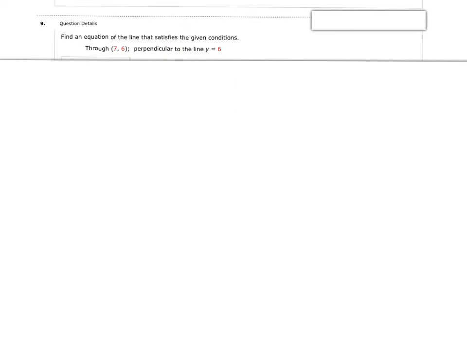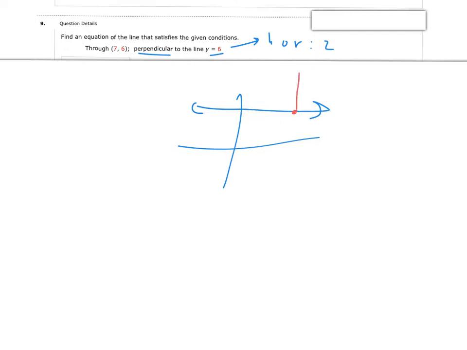All right, next up here, it says it's going through this point and perpendicular to the line y equals 6. Now I know y equals 6 is a horizontal line. So if you want to draw this to help visualize it, y equals 6 would be right here. But we're going to be perpendicular to that, and I can see that if we're going to go through (7, 6), it would be going this way, so that would be a vertical line. Now I know that a vertical line is always x equals a number, and I see that my x value there is 7, so I'm going to say x equals 7 for that one.